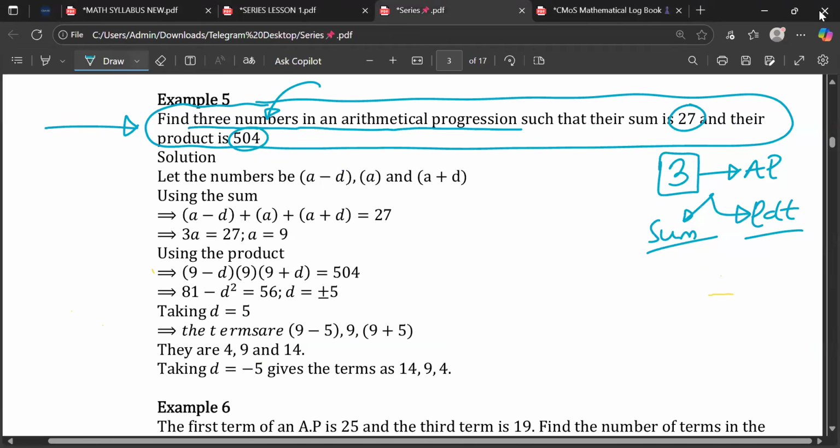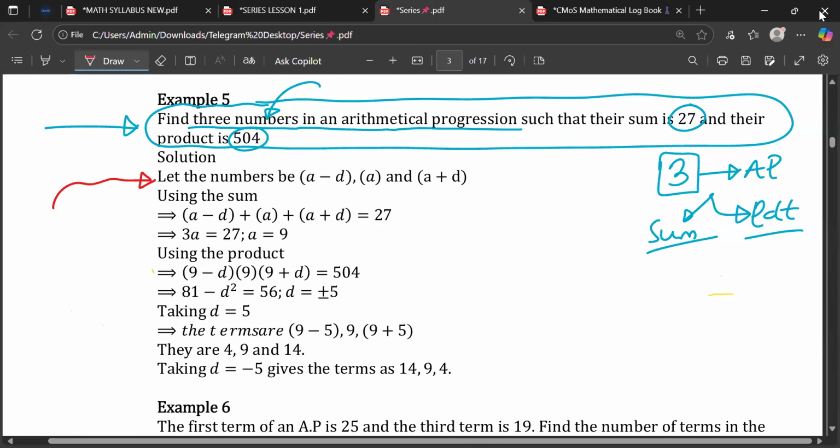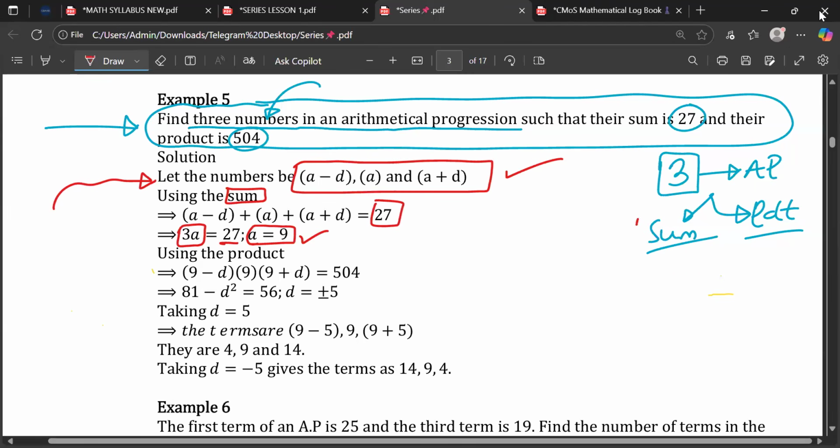Now when I come back to our PDF, do you see that that's what these people did? People, these things are very easy. You see, they said, let the numbers be, these are the numbers they let. So let me hope these numbers won't confuse you. Then they said using the sum, the sum was 27. So they added all of them and found out that 3a was 27. So they got a as 9. Do you see? Things are not hard. They said the sum was 27.